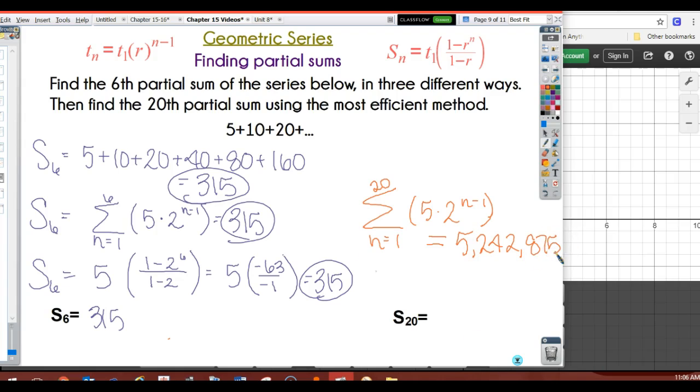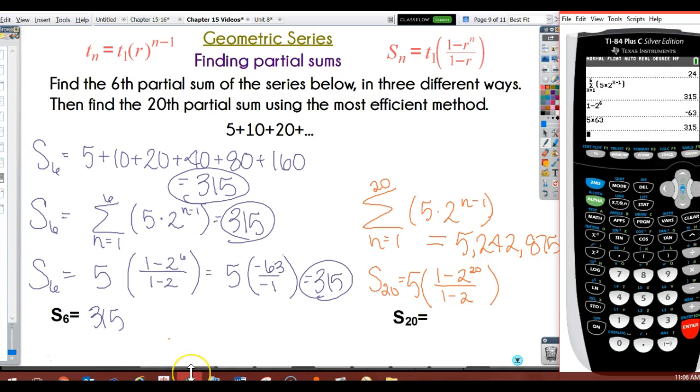And so if we use this formula, we're finding the 20th partial sum. We would start with the first term, which is 5, times 1 minus our common ratio, which is 2 to the nth power, which is 20, over 1 minus 2. So I'm going to go to my calculator to do this. I'm going to first type in the numerator 1 minus 2 to the 20th power. I'm going to divide that by negative 1, and I'm going to multiply that by 5. And we get the same answer, so we know that we're correct.